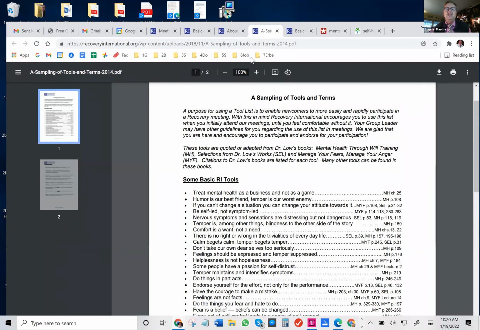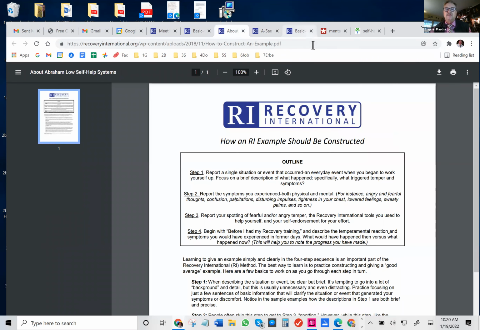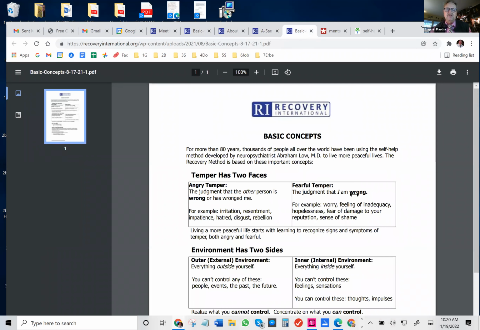Those are some of the main spots you tell yourself when you get into temper. The basic concepts are here: you have two types of temper, angry temper and fearful temper. Again, this is lingo from the 30s and 50s. Dr. Lowe was a psychiatrist at the University of Illinois in Chicago, and he led those groups when there were no medications, and a lot of it had to do with cognitive behavioral self-therapy.